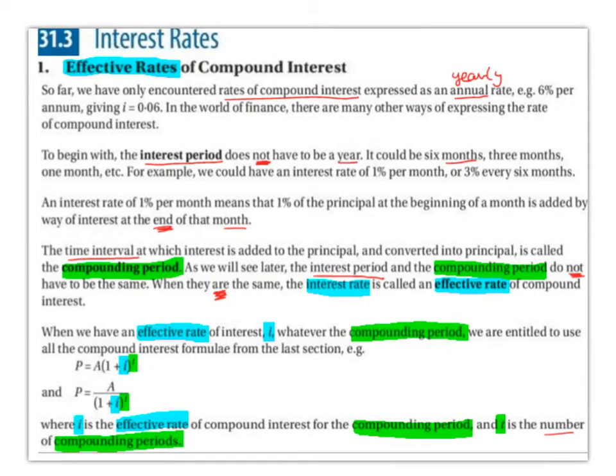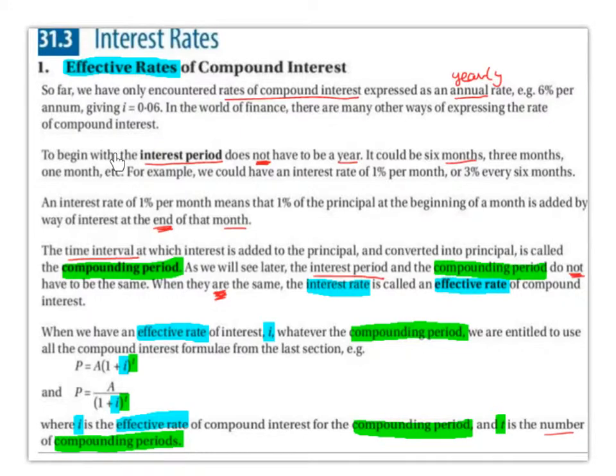Interest rates, Part 1. Effective rates of compound interest. So far, we have only encountered rates of compound interest expressed as an annual or yearly rate. For example, 6% per annum, giving i equal to 0.06. In the world of finance, there are many other ways of expressing the rate of compound interest.